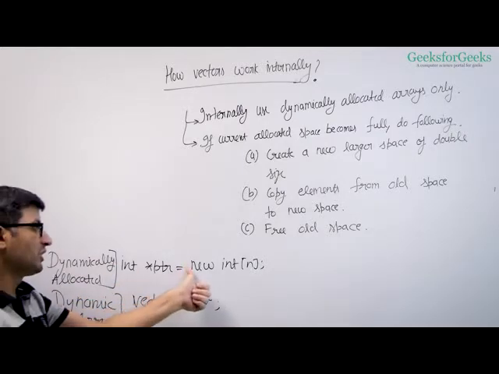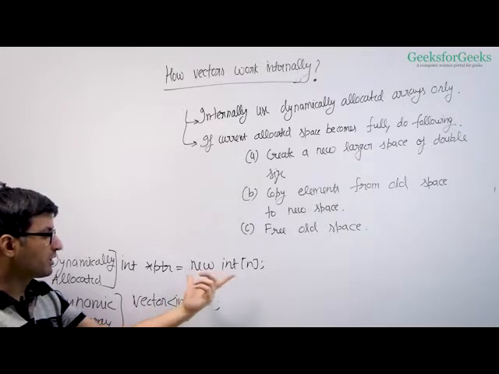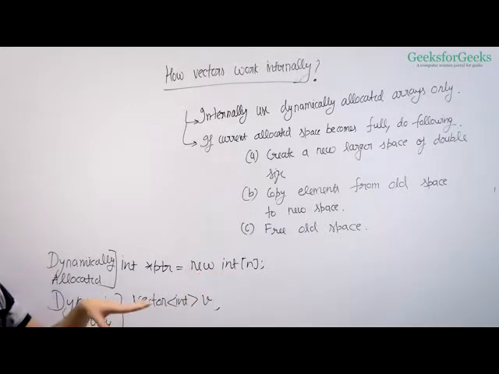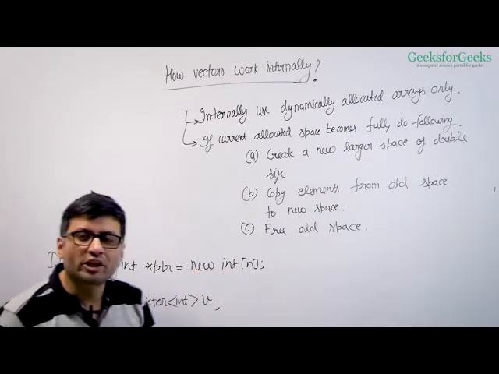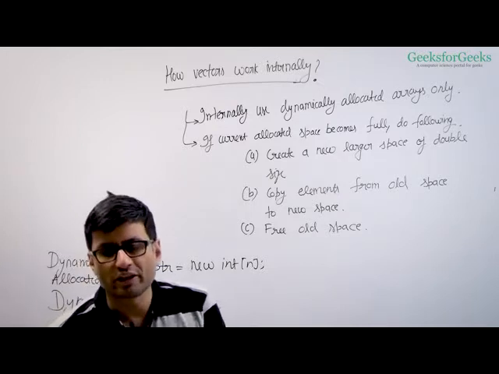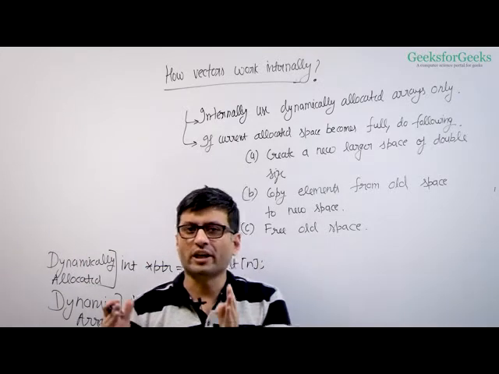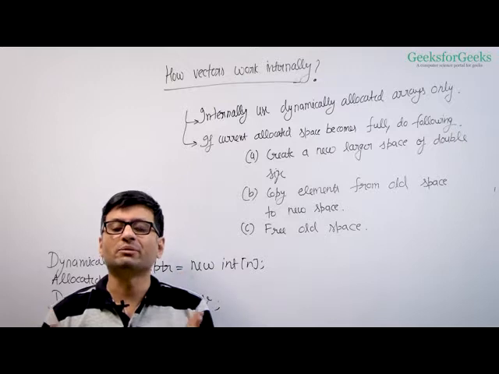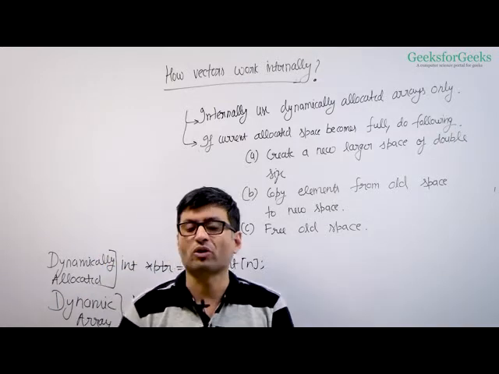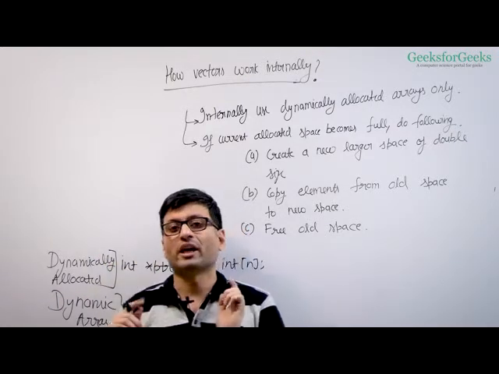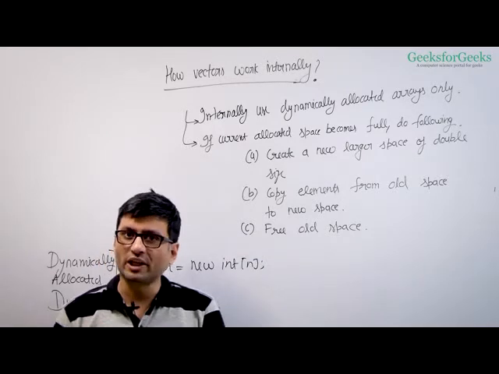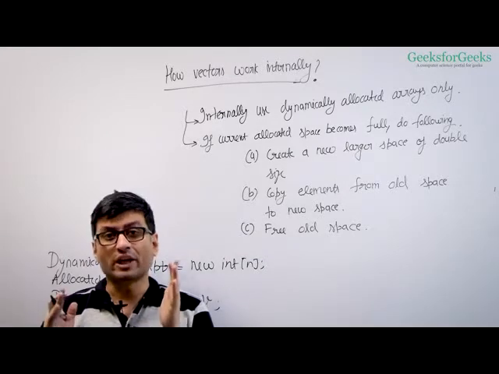Arrays allocated using malloc, calloc, they are also dynamically allocated arrays. Vectors also internally use dynamically allocated arrays. They internally have arrays only. Vector elements are also stored at contiguous locations. So they have the advantage of cache friendliness. They have the advantage of random access.